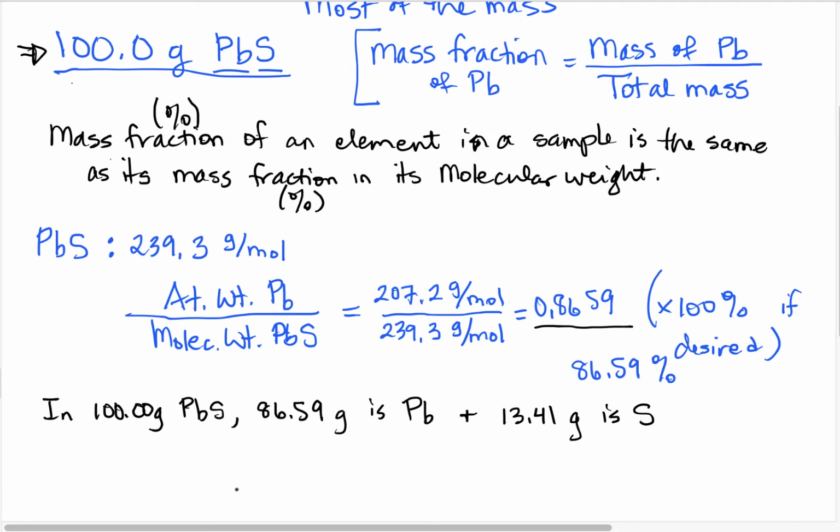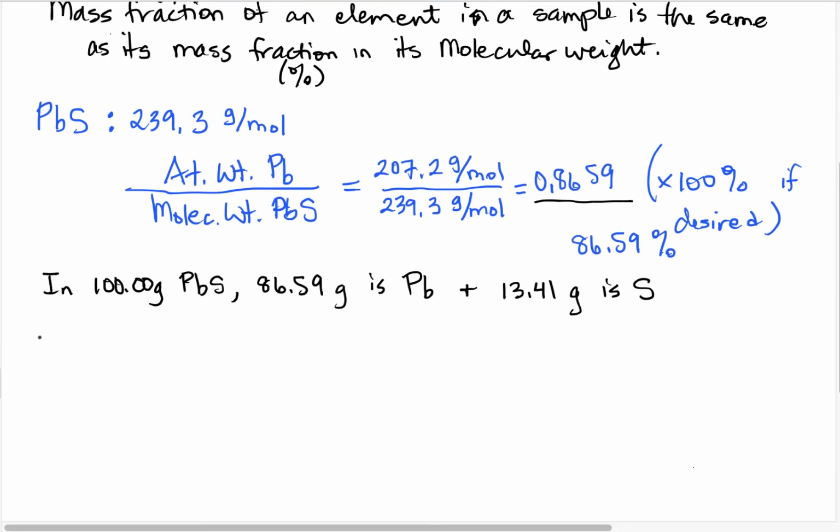Okay, so try that again, but with a different number. For your total mass, let's instead use 485.2 grams of lead sulfide. Go ahead and do that calculation, pause the video, and then we'll look at the answer.